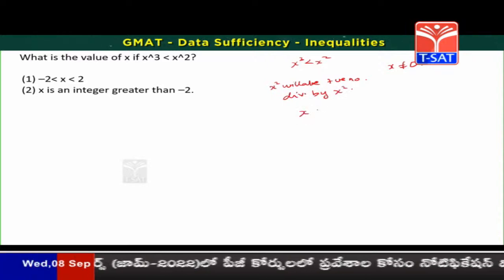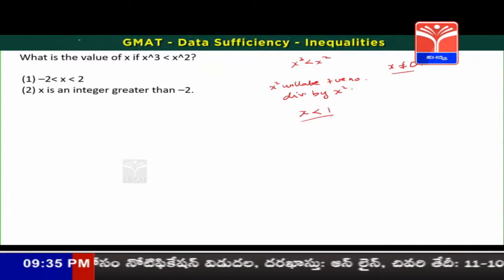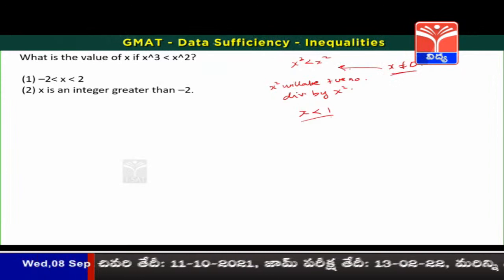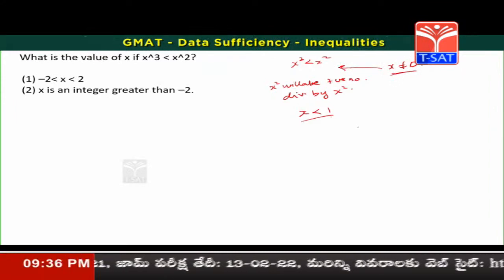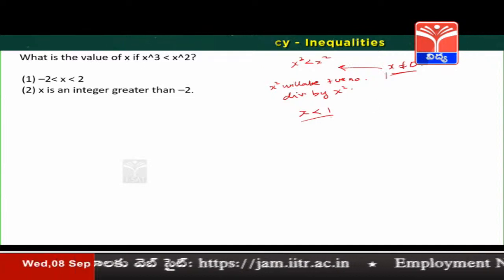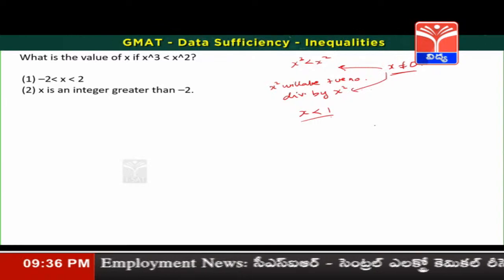x cube divided by x square is x, and x square divided by x square will be 1. So, x is less than 1. Either way x will not be 0, because if it is 0 then x cube will be equal to x square. Therefore, x is not equal to 0 anyway, and since it is not equal to 0 you can divide by x easily. So, x will be less than 1.